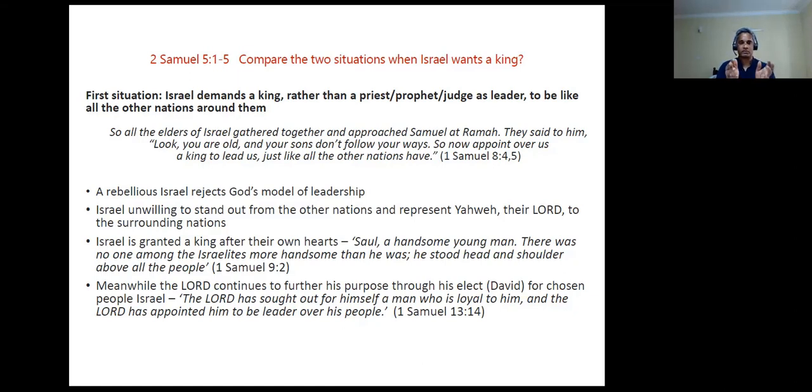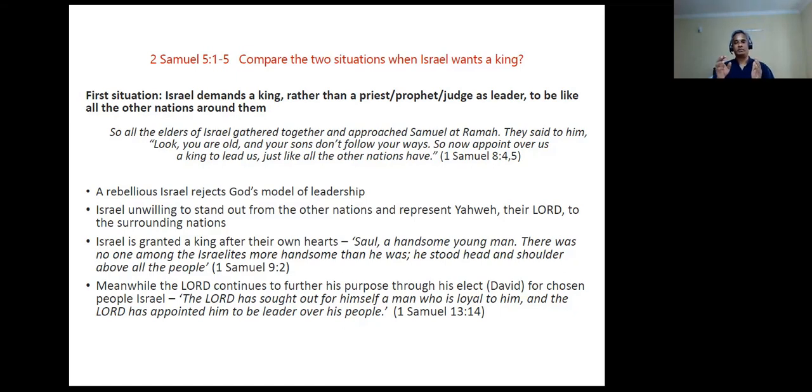In the first situation we saw, as a result of this, Israel is granted a king, a man after their own heart. So Saul was a handsome young man. There was no one among the Israelites more handsome than he was. He stood head and shoulders above all the people. So the person that was anointed for them was just what they would want, right?